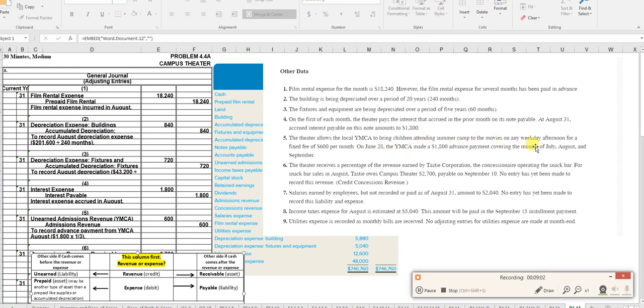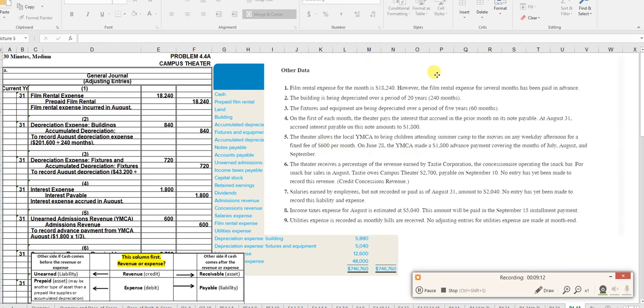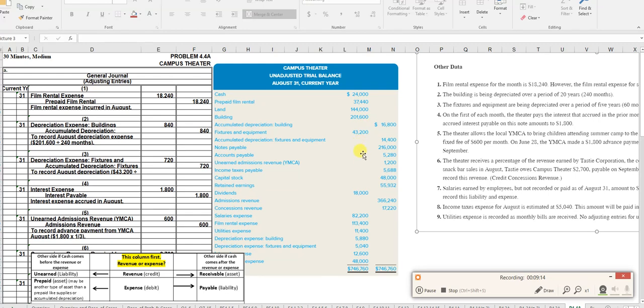So on July 1st, we paid $1,800. At the end of July, I moved $600 out of there. So if I look at this, I should see $1,200 in it. Okay, so there it is. My unearned admissions revenue is $1,200 from the YMCA. Notice this is a liability because we owe them $600 of admissions per month.